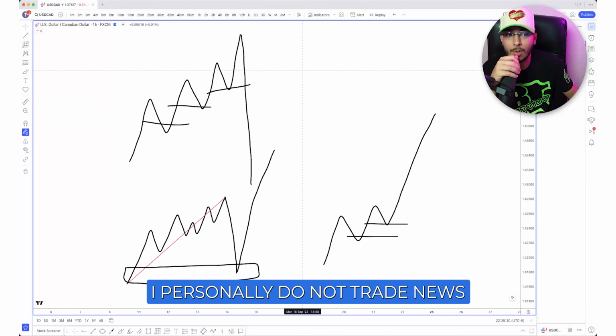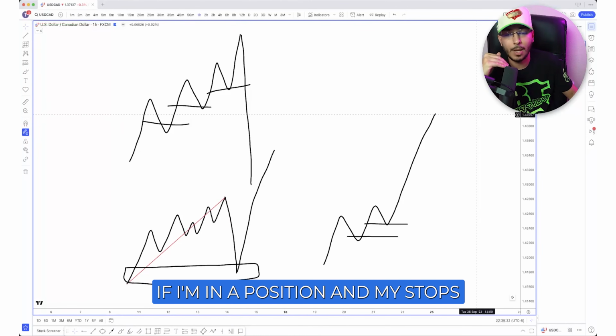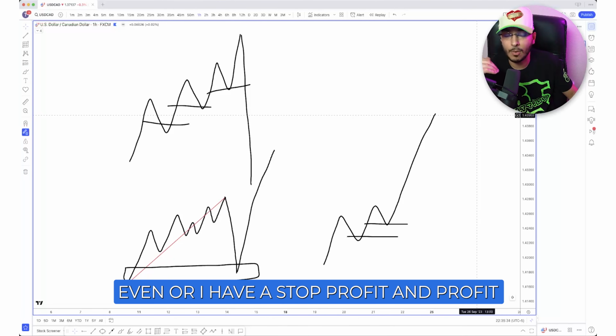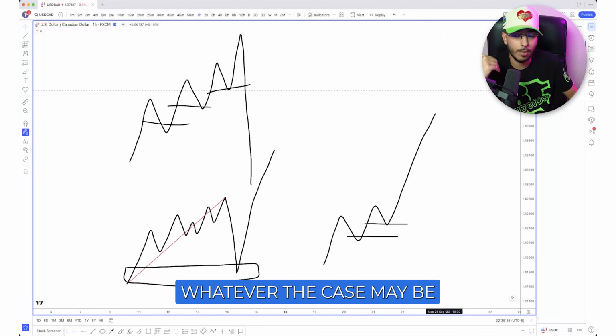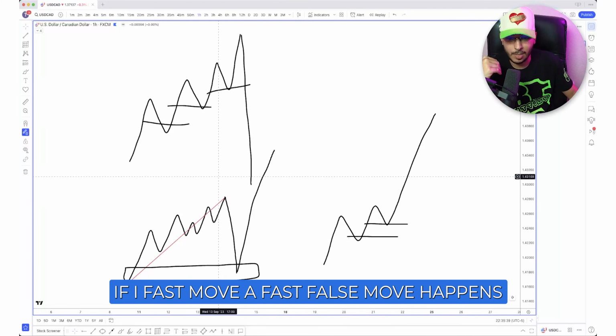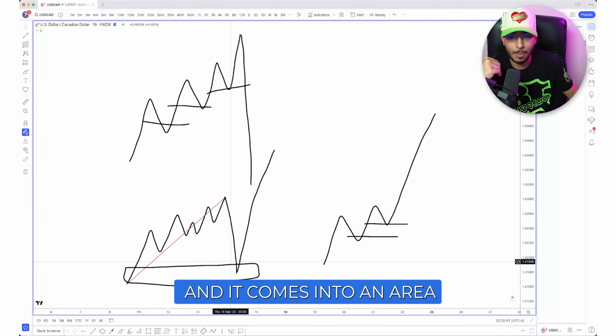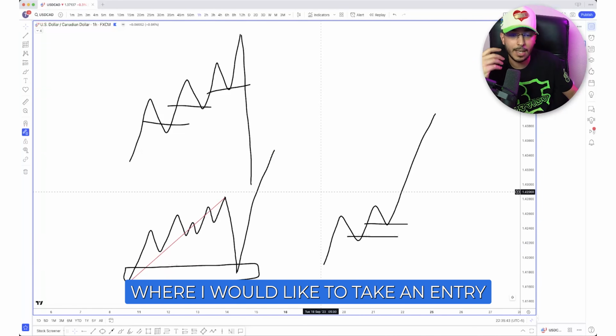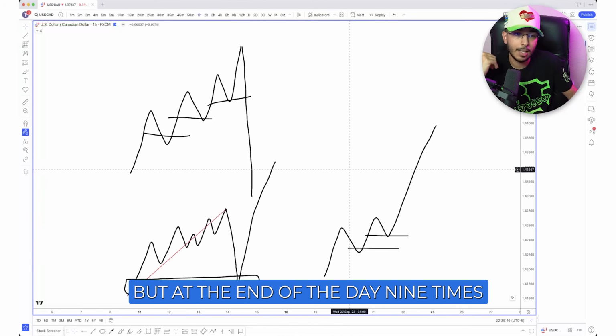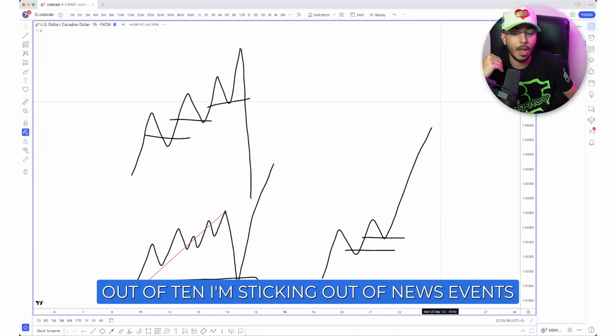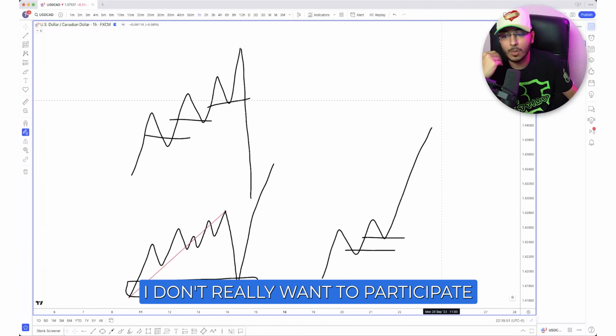So in regards to it, guys, when it comes down to news trading, there's several different ways to do it. I personally do not trade news. If I'm in a position and my stops and my risk is already break even, or I have a stop profit and profit, whatever the case might be, if a fast false move happens and it comes into an area where I would like to take an entry, I'll do so. But at the end of the day, 9 times out of 10, I'm sticking out of news events just because I don't really want to participate.